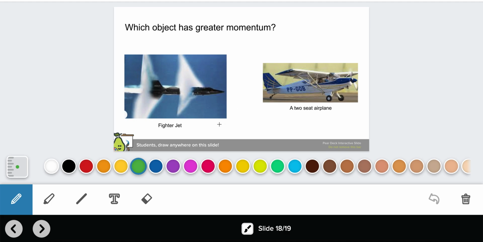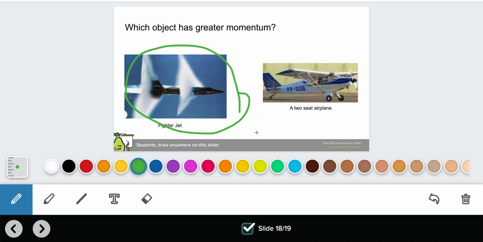And let's try one more. We have a fighter jet and we have a two-seat airplane. Which one has greater momentum? Did you pick your answer? The object that has greater momentum is going to be the fighter jet. So the fighter jet might have more mass. I have not seen both these planes in person. It's possible the fighter jet has more mass, but the real key thing about the fighter jet is its speed.